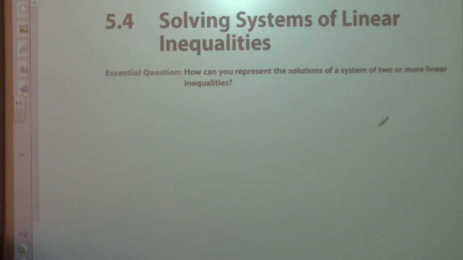So we're going to be going to section 5.4 today, which is solving systems of linear inequalities. And we start out with the essential question: how can you represent the solutions of a system of two or more linear inequalities? And so there's quite a bit packed into that little sentence there, isn't it? So do you have any questions about that question?